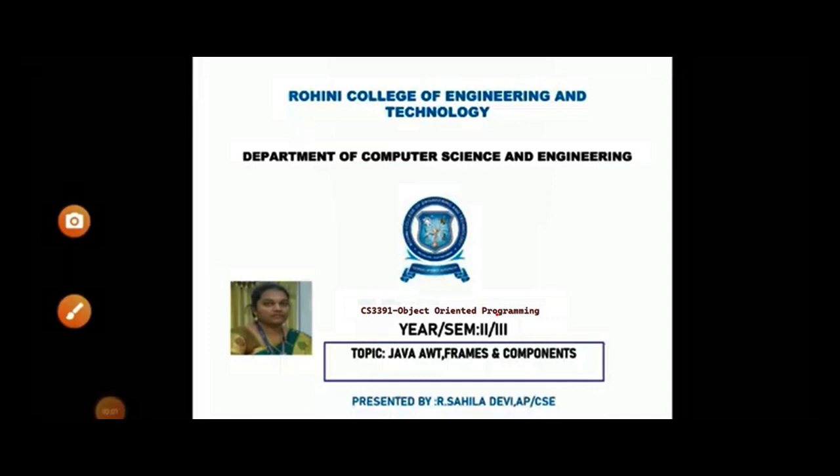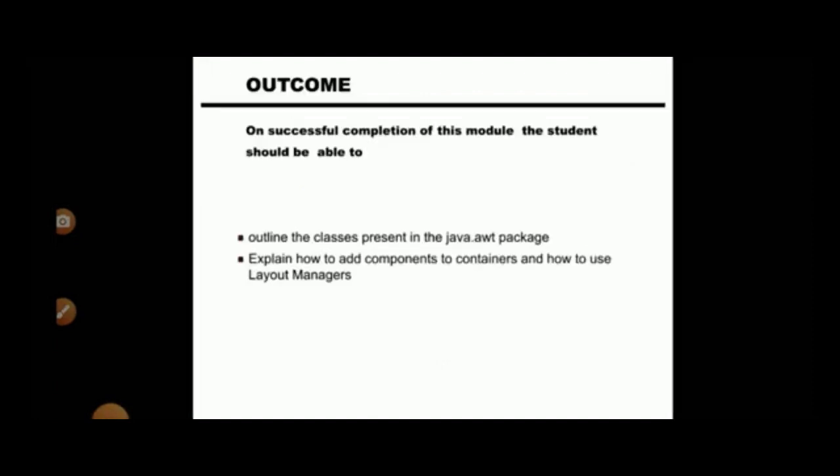Today we are going to discuss the subject Object-Oriented Programming. In this fifth unit, we have the topics Java AWT, frames and components. We are going to discuss Java AWT, that is Abstract Window Toolkit, the Abstract Window Toolkit hierarchy, frames and components. The outcome of learning this module is that we can outline the classes present in Java AWT packages, and also explain how to add components to the container and how to use the layout managers.